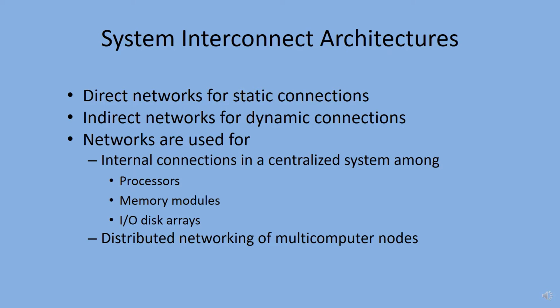We can study the difference between direct and indirect networks, where direct networks are for static connection and indirect networks for dynamic connections. These networks can be used for internal connections among processors, memory modules, and I/O adapters in a centralized system or for a distributed networking of multicomputers.